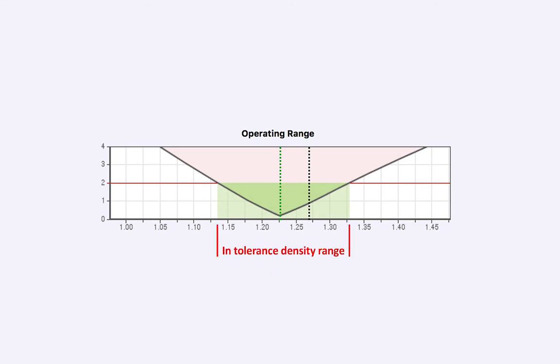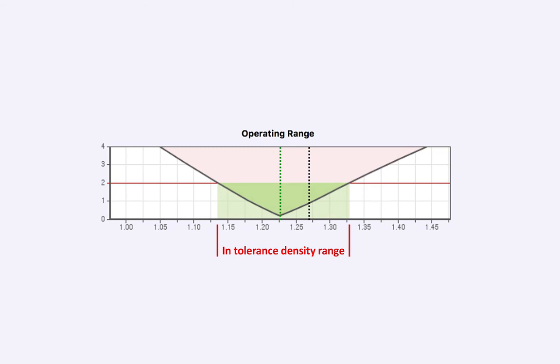The green area within our graph represents the density range in which we may fluctuate on press while remaining within our defined tolerance. In this case, maintaining our density between 1.13 and 1.33 will result in color that passes our 2.0 delta E tolerance.